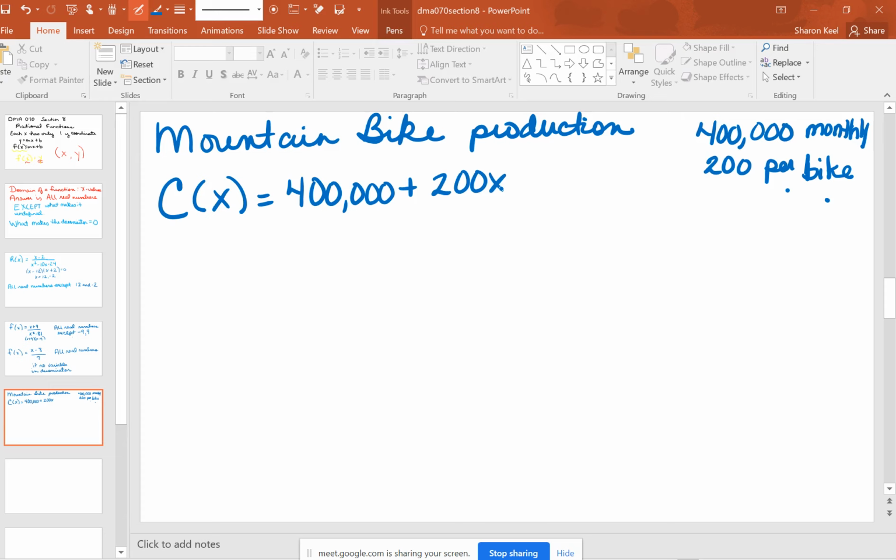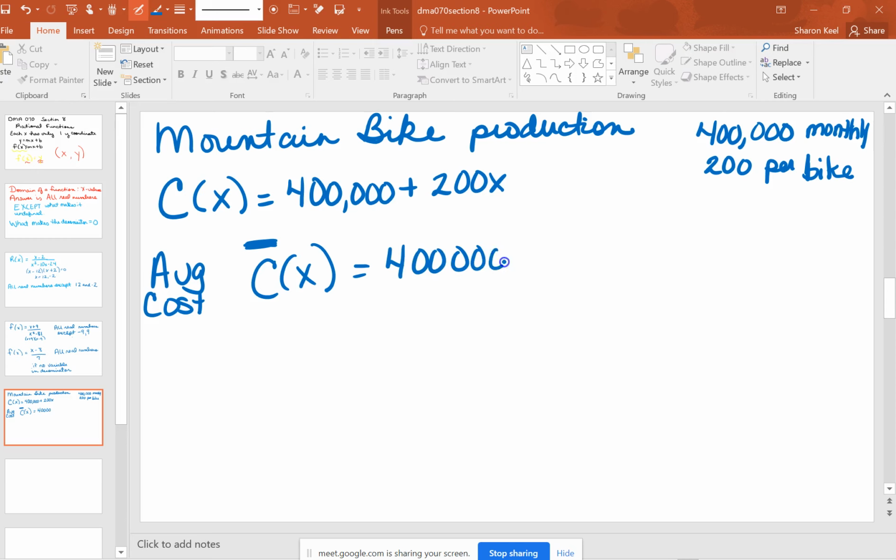That would just be, in general, what's called the cost function. When you're asked to find the average cost function, when you write C of X, they're going to draw a little line above the C. For the average cost function, you're still going to use the 400,000 plus 200x in the numerator. However, since it's the average, we're then going to divide it by the number of mountain bikes.